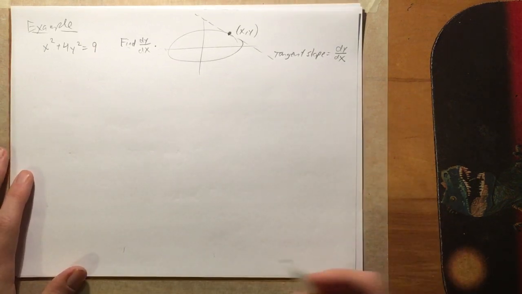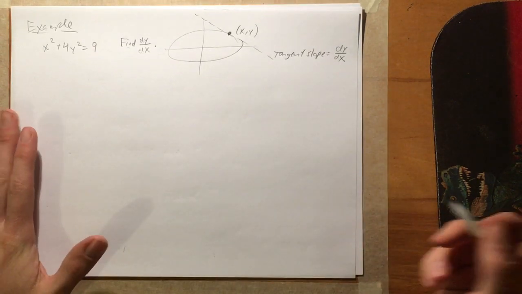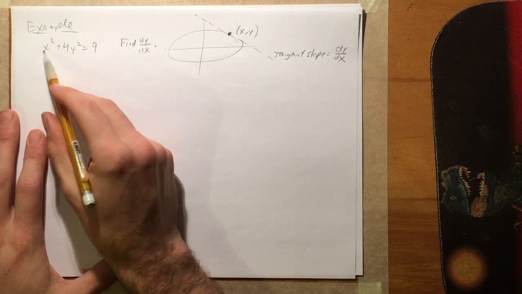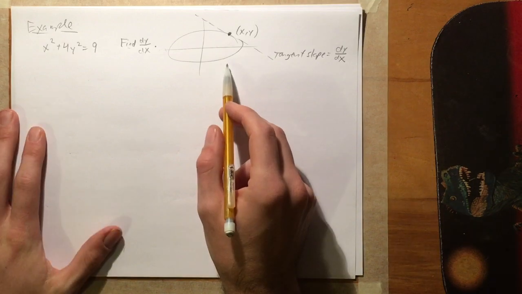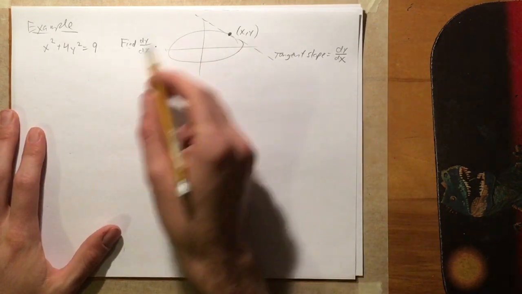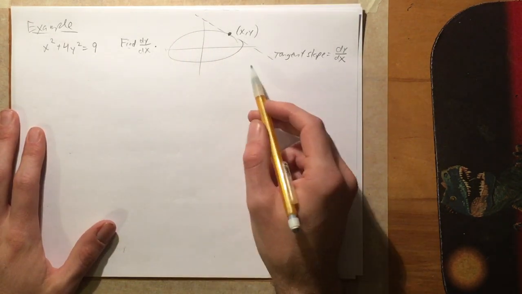So you may recall from pre-calculus or college algebra 2 that this equation produces the graph of an ellipse. So I've drawn roughly what the ellipse looks like. It's sort of a horizontal ellipse like this.